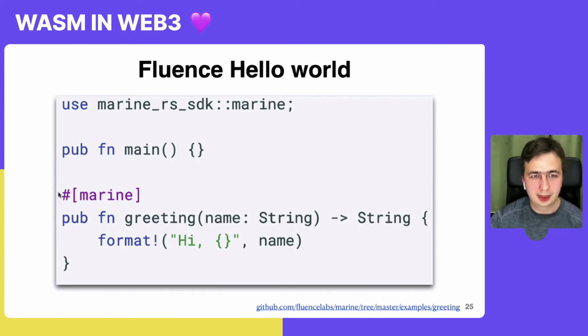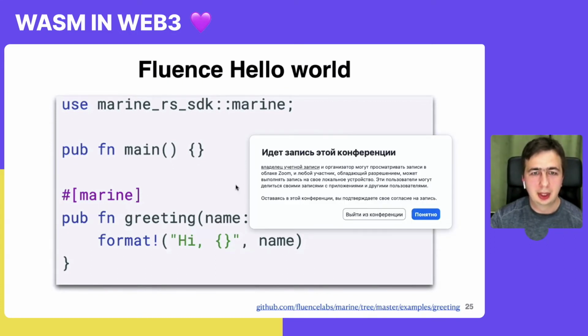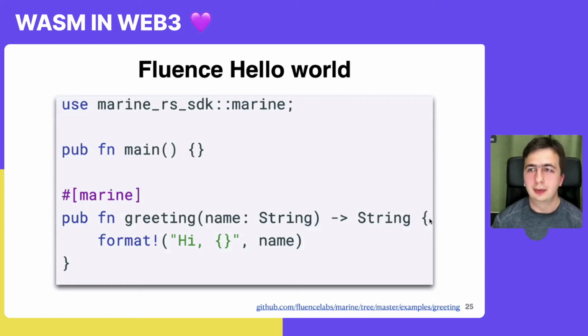So this macro means that the function greeting will be exposed and will become an export from this module. And here is just a hello world. Yes, it's just 6 lines of code, and it allows you to code in vanilla Rust with some limitations, of course, because the Marine macro, for example, doesn't support traits, generics, and stuff like Box or Rc and so on. But this will be added in the future.